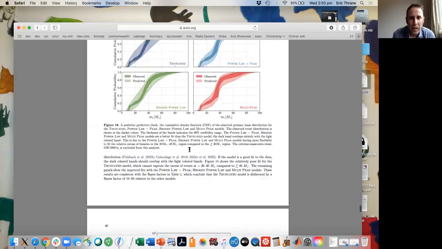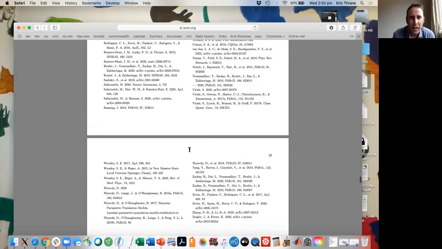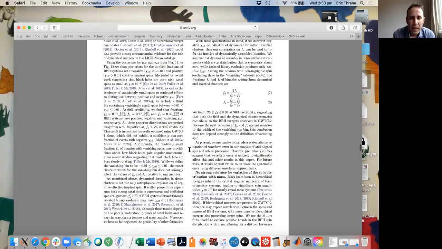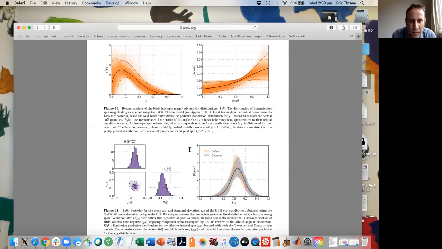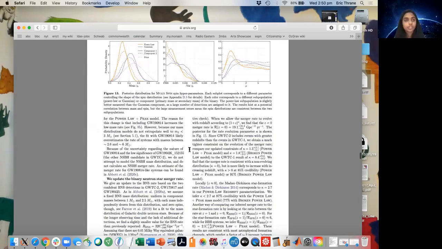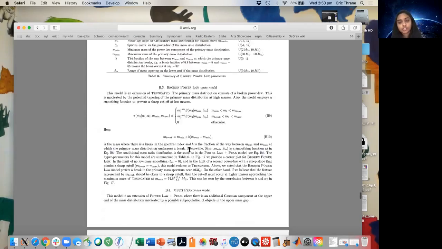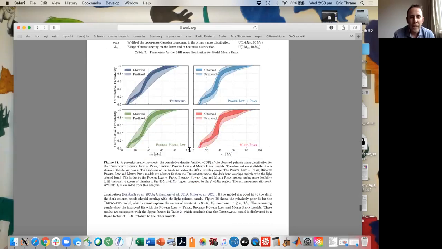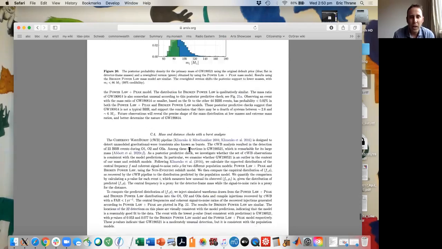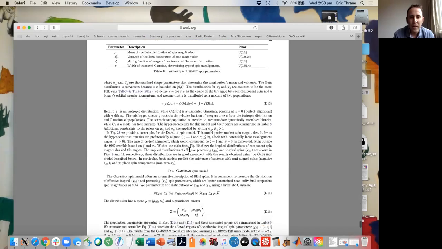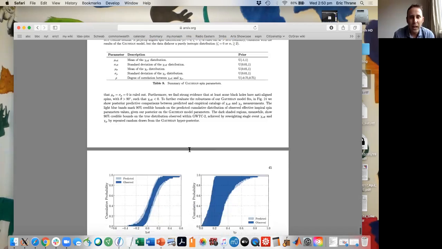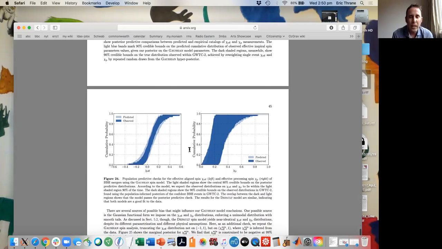I'll show you maybe one other plot. I don't know if it made it into the final version of the paper, maybe not. We had a plot where we showed the chi-effective and chi-p values of the individual events plotted alongside the distribution. And by eye, it looks like the distribution is a reasonable guess for what the data are.